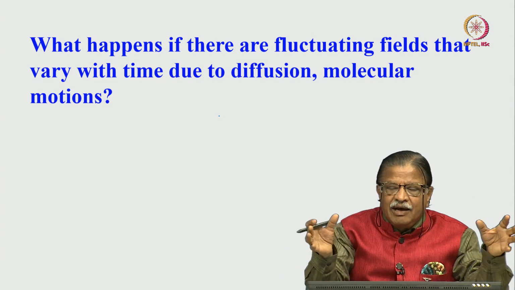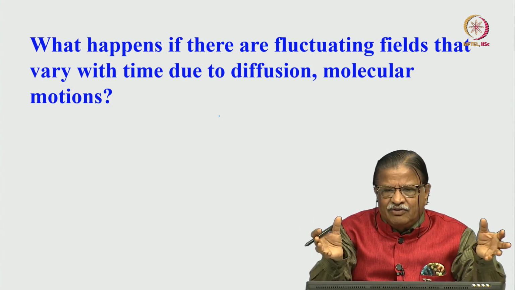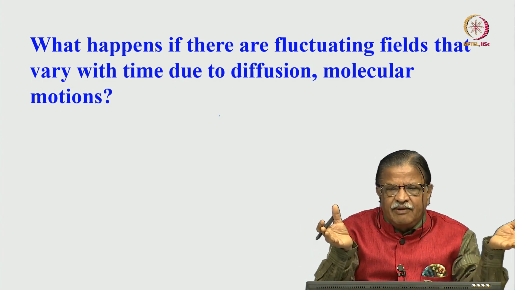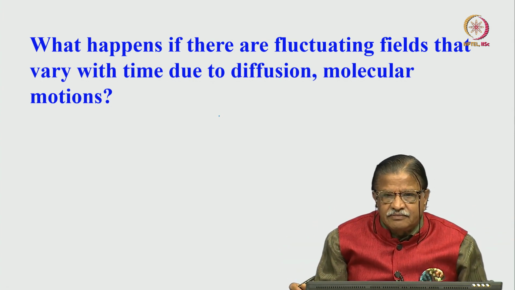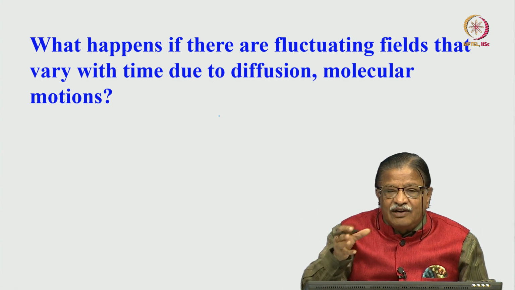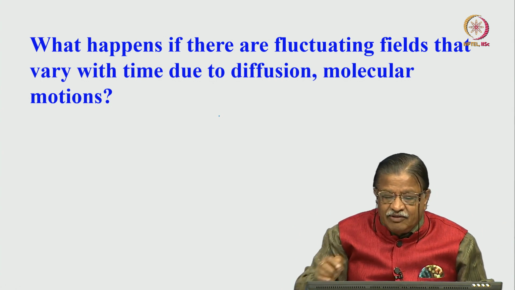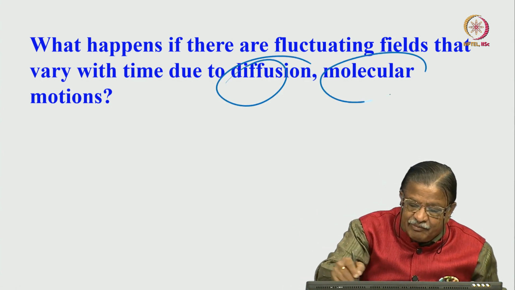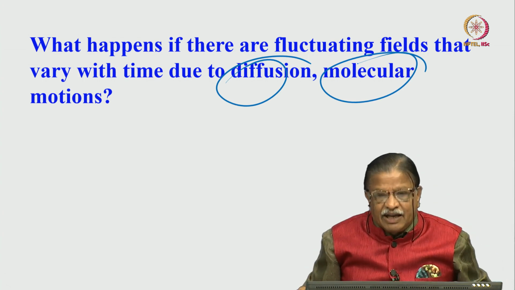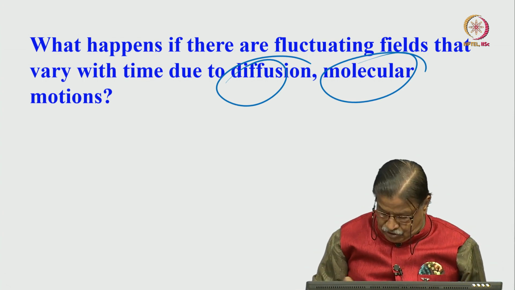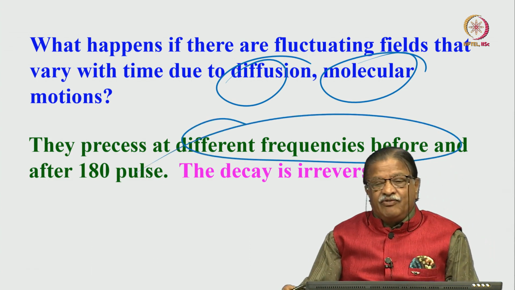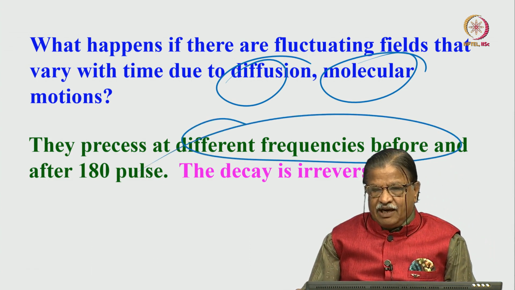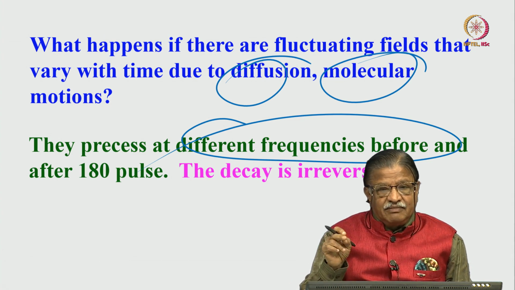Different parts of the molecule, if different molecules are there, if they take a mixture, their molecular weights could be different, they may diffuse at different rates. Then the fluctuating local fields will be different. If the molecules are undergoing diffusion or any other type of motion, then what will happen? Will there be a refocusing? That is the next question. They precess at different frequencies before and after the 180 pulse because they are not the same.